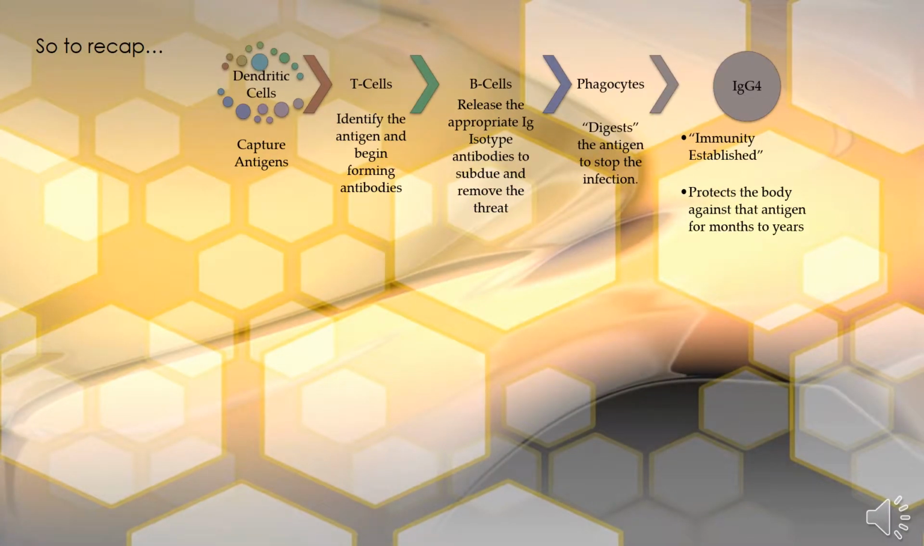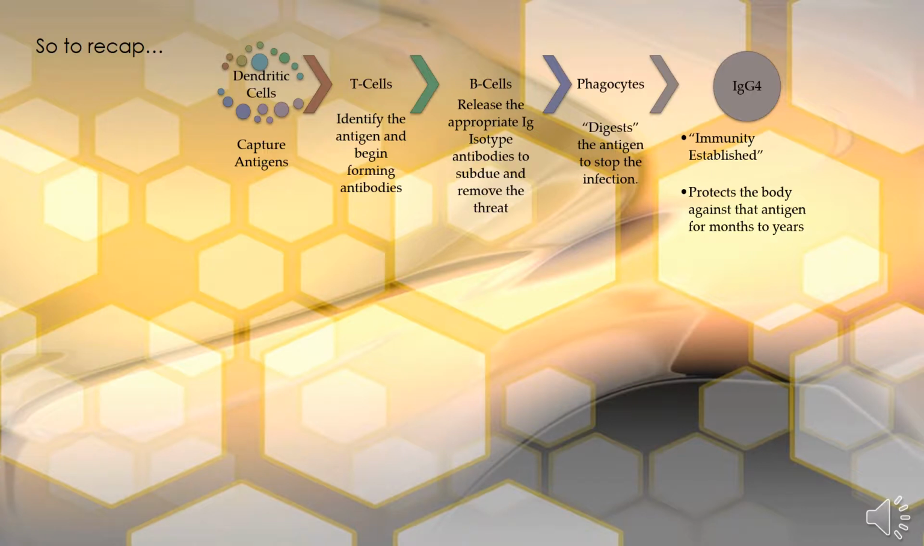So to recap all of that, we learned that dendritic cells are responsible for capturing antigens. They then present them to the T cells, which identify the antigen and begin forming antibodies. The T cells alert the B cells to release the appropriate immunoglobulin isotype or antibodies to subdue and remove the threat. Once that's complete, phagocytes digest the antigen to stop the infection.